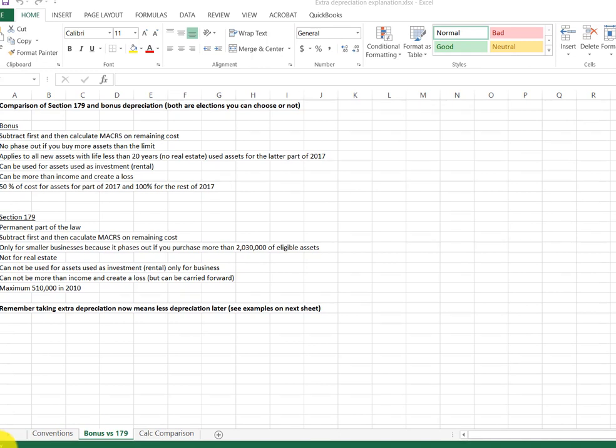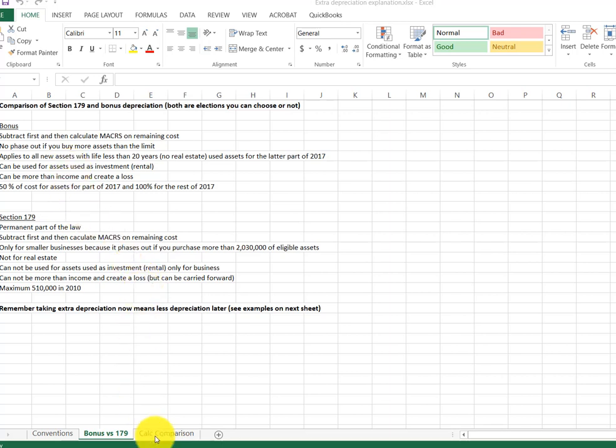A little comparison between Section 179 and bonus depreciation to help you remember some of the principles. There are some advantages and disadvantages to both. Neither can be used for real estate. Section 179 can't be used for investment or rental. You obviously have a maximum. There's no maximum on the bonus.